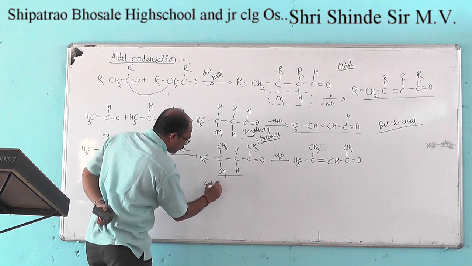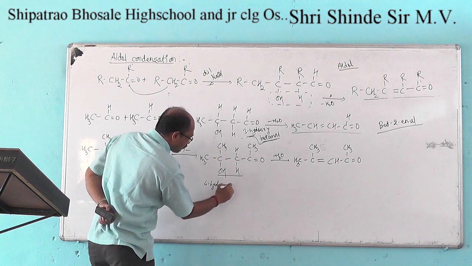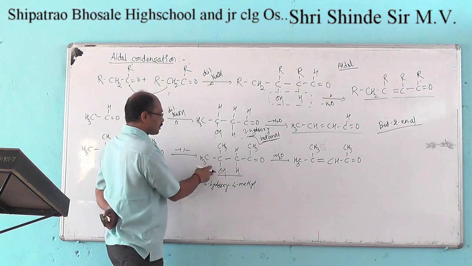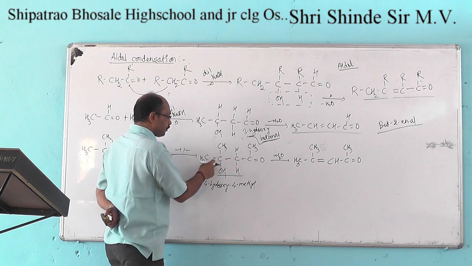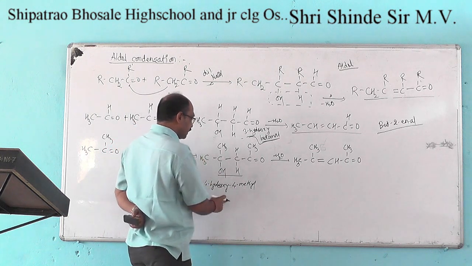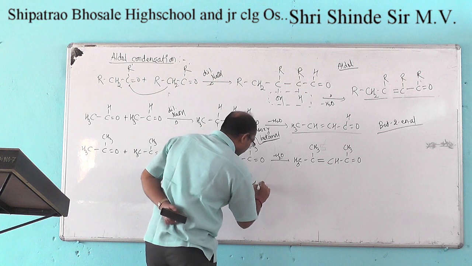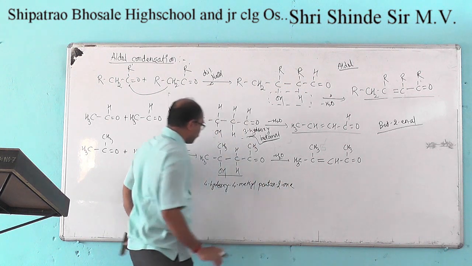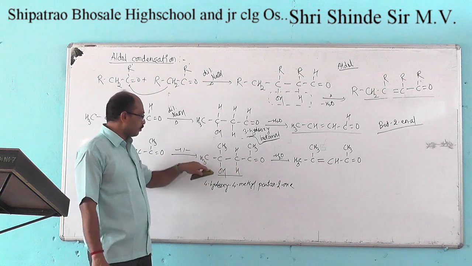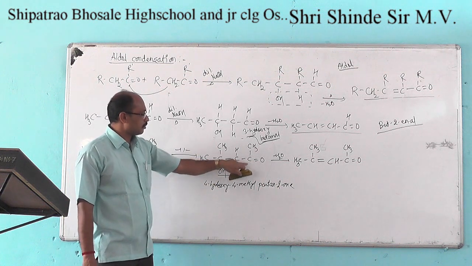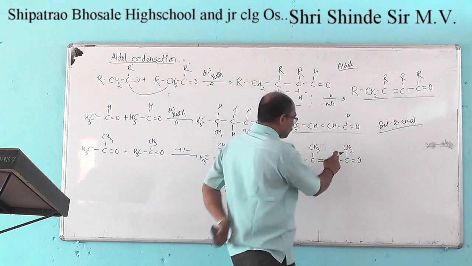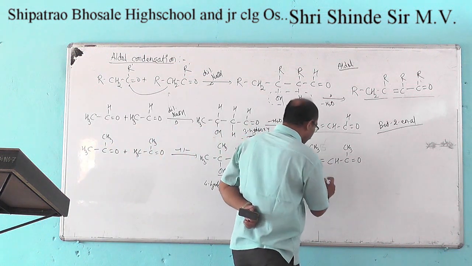The name of this compound is 1, 2, 3, 4, 5: 4 hydroxy 4 methyl pentan-2-one. 1, 2, 3, 4, 5, 4 methyl.